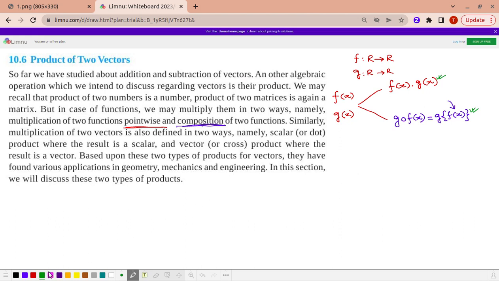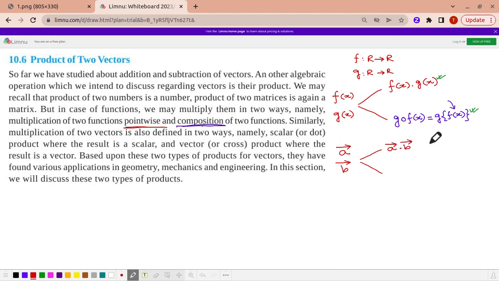Suppose we have two vectors a and b. There are two ways we can multiply them. The first multiplication gives us a result which is a scalar, and the second category of multiplication gives us the result as a vector. The scalar product is generally denoted by a dot product, so it is a·b.